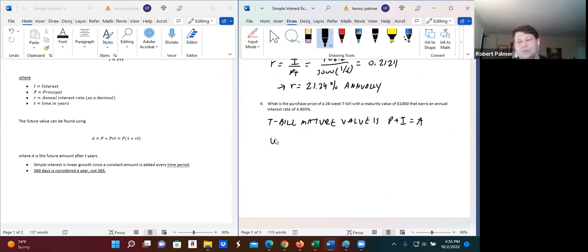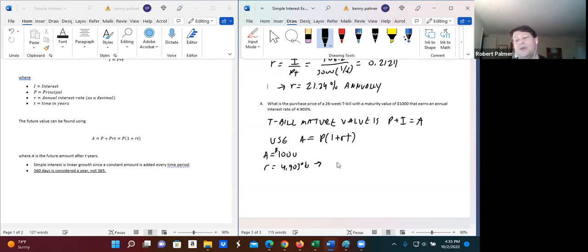We'll use A equals P times 1 plus RT. Okay. Now, what do we know? We know that A, we just said that A is this $1,000. Okay. We need to know R. R is given as a 4.9% annual interest rate, 4.903.